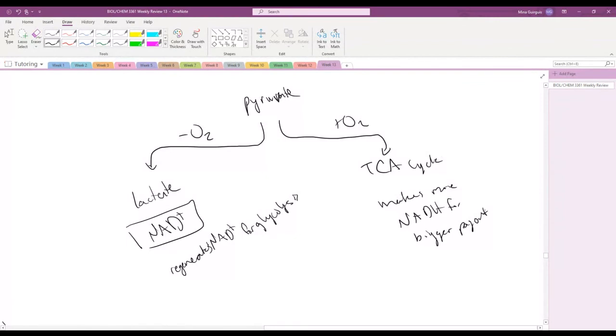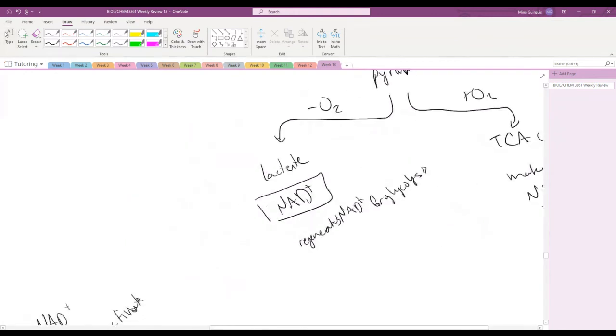For a bigger payout of ATP. So it's a matter of what are our conditions? Can we go for this longer cycle that needs oxygen and get a ton of energy out of it? Or do we need this energy right this second? We don't have any oxygen, so we're just going to remake our NAD+ so that we can make a little bit of ATP quickly. And so that's kind of the debate your body goes through, okay?